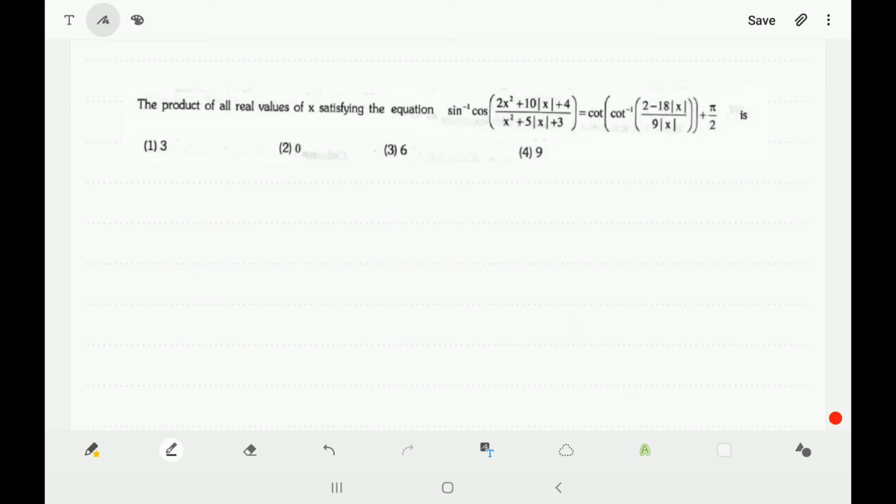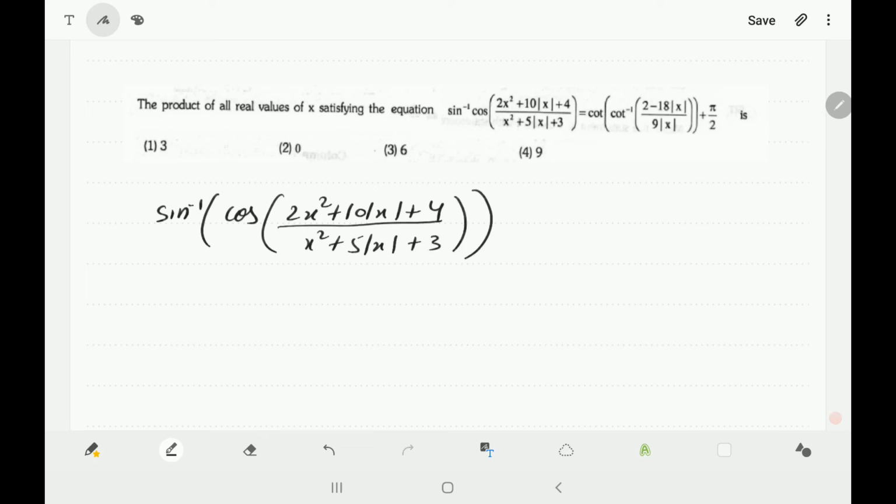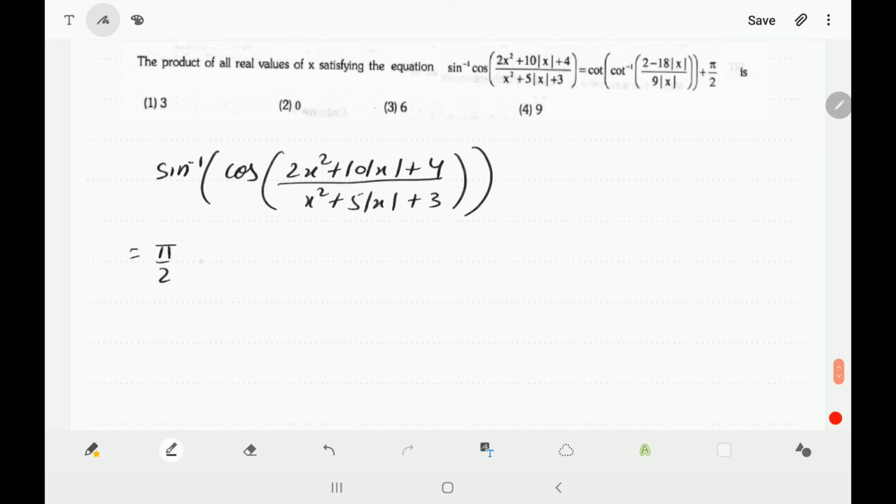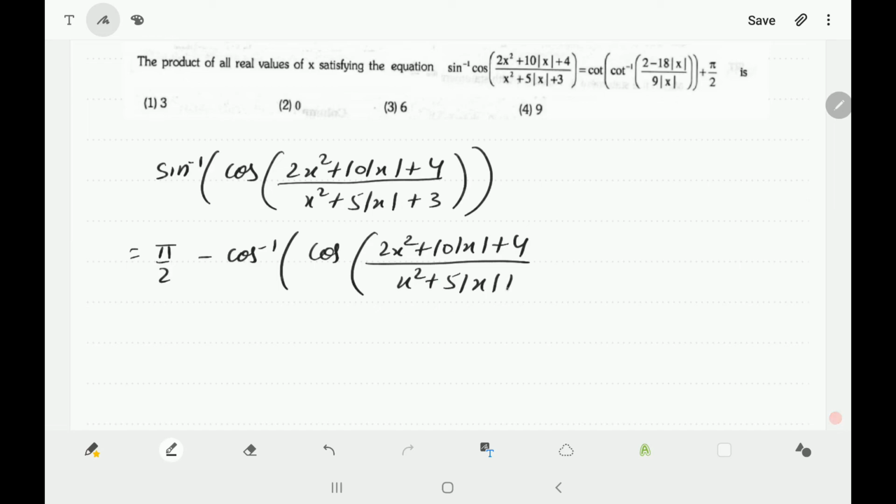In this problem we have to find the product of all real values of x satisfying this particular equation. So let's try to simplify first the left hand side, then we will go on to the right hand side. The left hand side is given as sine inverse of cos of (2x square plus 10 mod x plus 4) upon (x square plus 5 mod x plus 3). So I can write this term as pi by 2 minus cos inverse of (2x square plus 10 mod x plus 4) upon (x square plus 5 mod x plus 3).